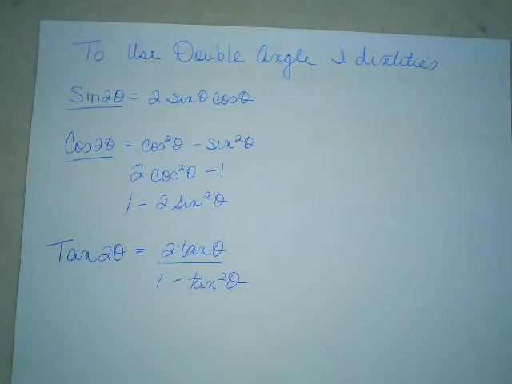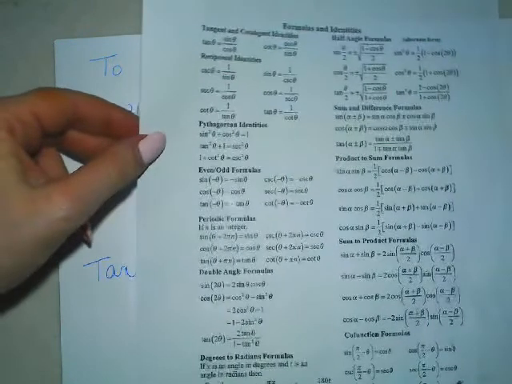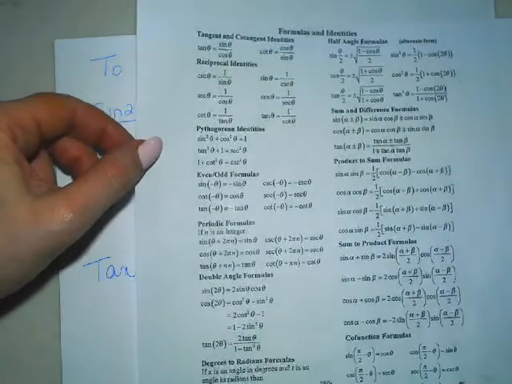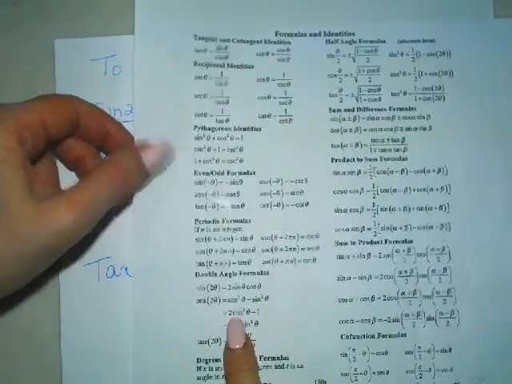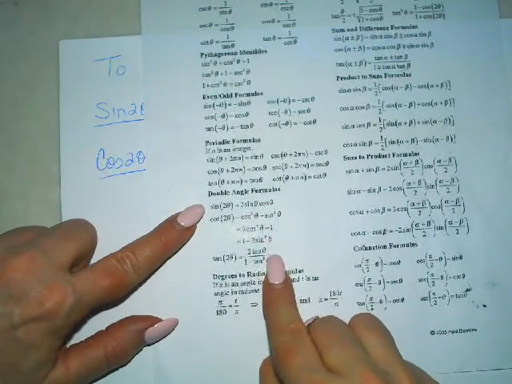Today is Monday, March 30th, and today we are going to learn about double angle identities. These identities that I have listed here are also on your sheets. Okay, if we go back to that wonderful sheet that I gave you last time we saw each other, here are the double angle formulas. So they're right down here on the sheet.